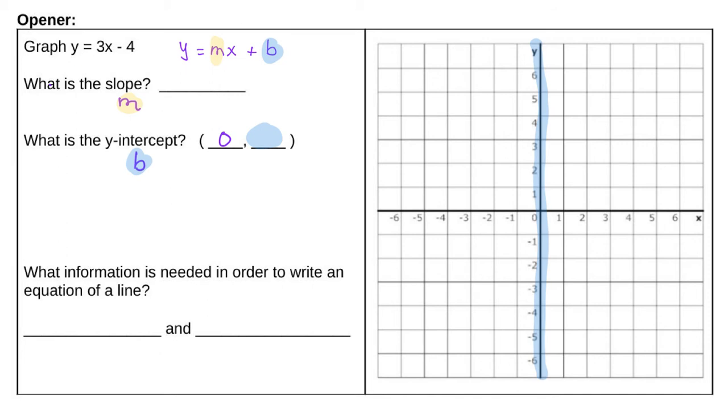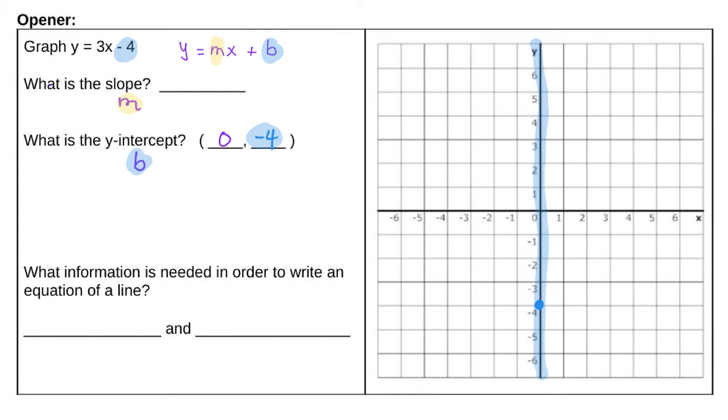I like to start with the y-intercept. We start with a point, and in this case, that point is from this value right here. That's our b value. So that tells us that our y-intercept is (0, -4). And if we're plotting that, we're just going to put a dot here at -4.